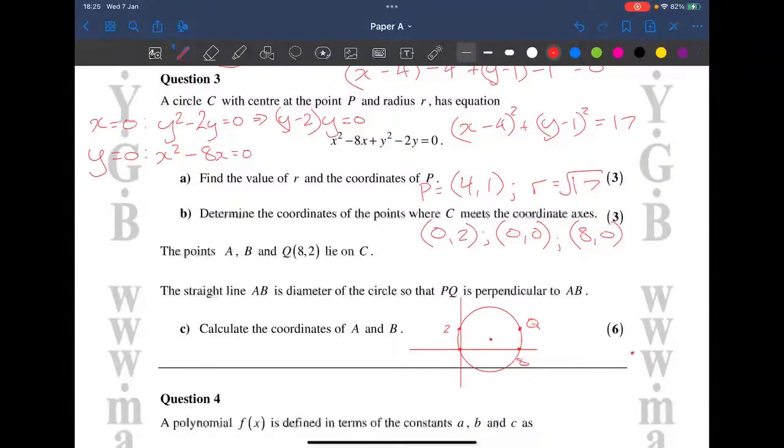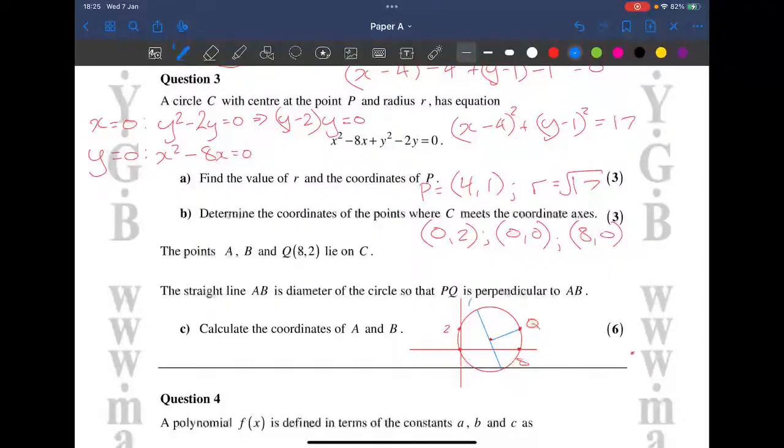So Q is 8, 2. And we want to have the line from P to Q, P being the centre. So the line from here to here. And then we need AB to be perpendicular to that. So coming down at this sort of angle.